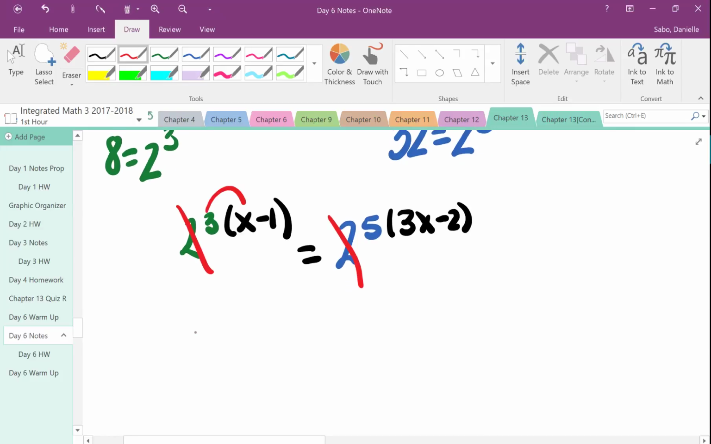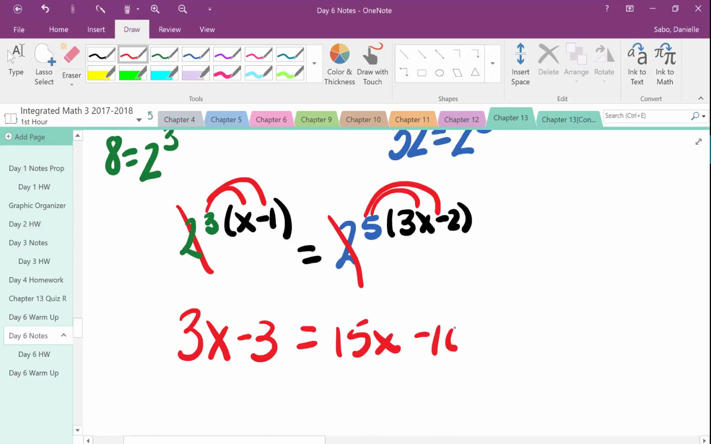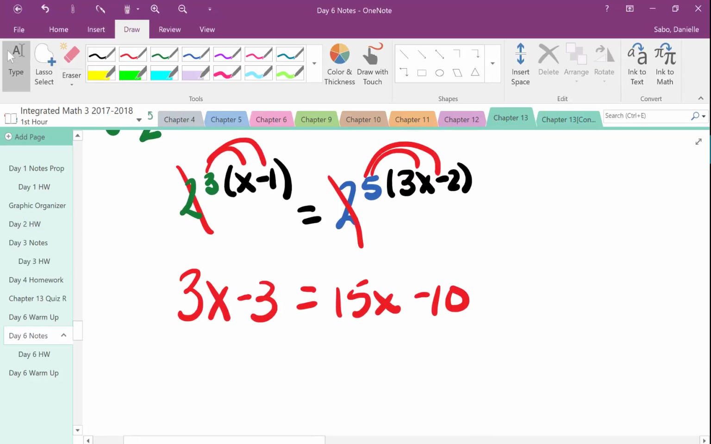So I would distribute, I get 3x minus what? Good, is equal to? Good, good. Go ahead and solve. Solving should be pretty straightforward for you guys. You're juniors, it should be pretty much second nature at this point.